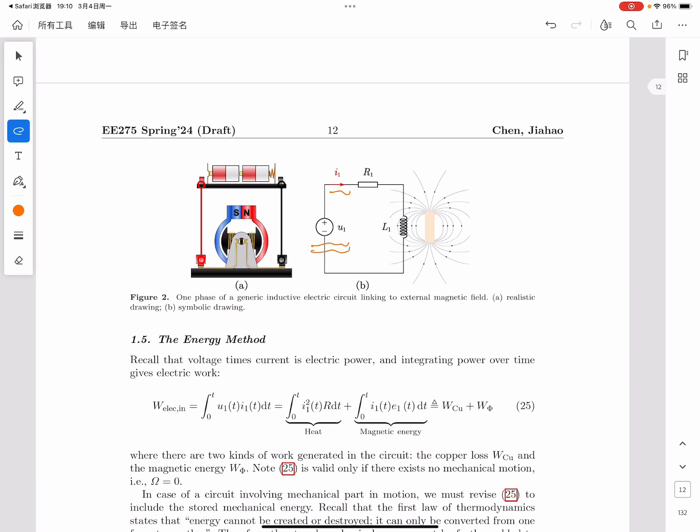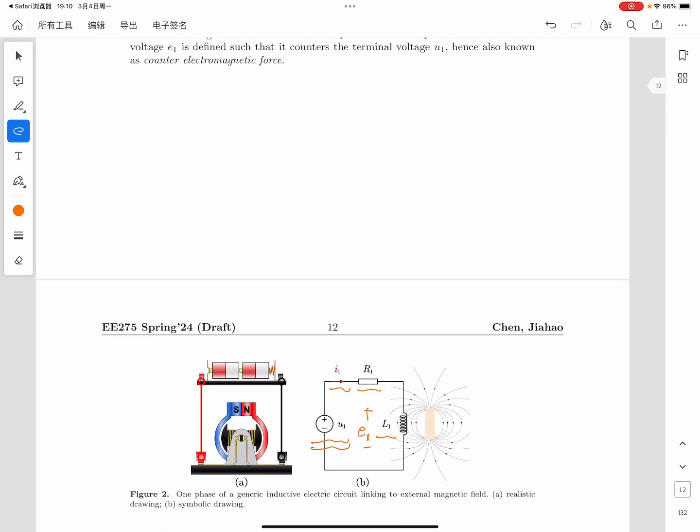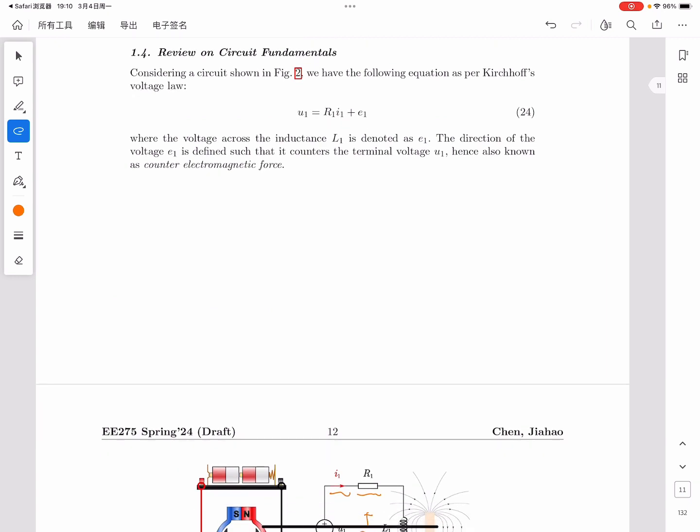We have a voltage source, and we have a simple model for a coil inductance, which consists of its resistance and inductance. We are assuming the voltage across the inductance is E1 in this direction. By Kirchhoff's voltage law, we can write down the voltage equation. It's U1 equal to R1 times I1 plus the voltage across the inductance. This term is known as the counter-electromagnetic force, EMF.